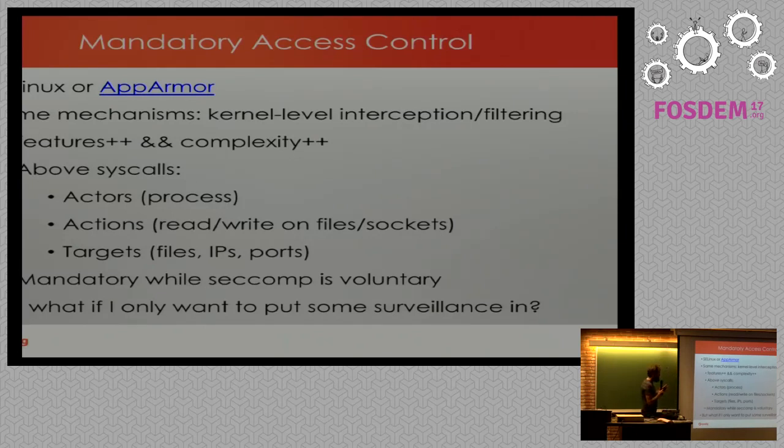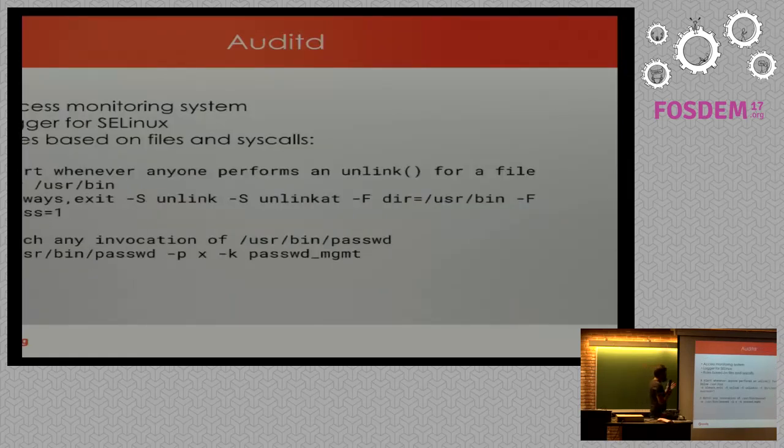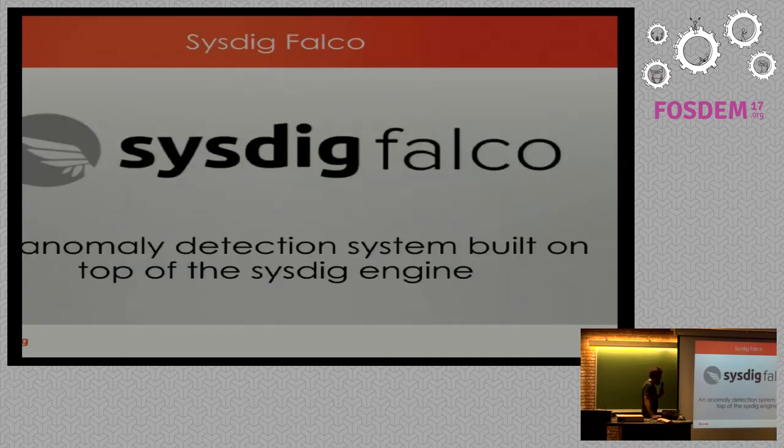A difference compared with SecComp is that these systems are mandatory. If you define that they are running in the kernel, processes cannot avoid them. With SecComp, it's something voluntary that your process decides to adopt. Another option for just watching is auditd, which is the logging service from SELinux. Defined in rules, it's simpler than SELinux, so we can put a couple of examples here. There is a kind of syntax, but it's still missing higher level concepts that we think are quite convenient. So that's why we created Sysdig Falco.